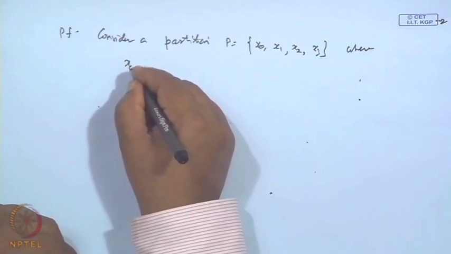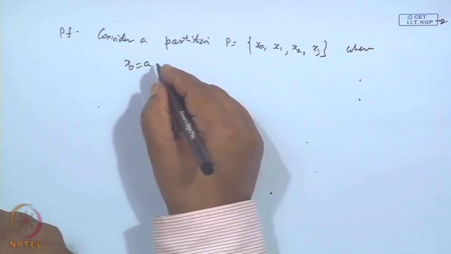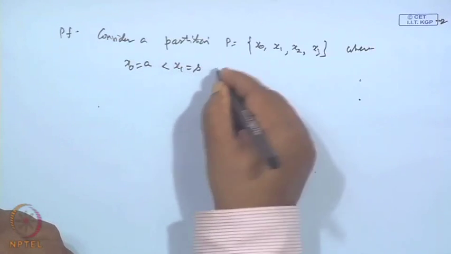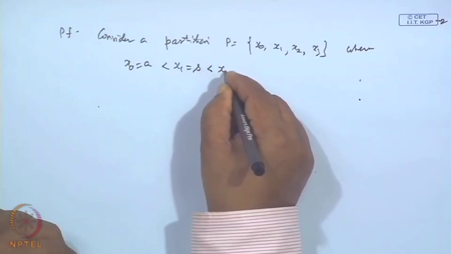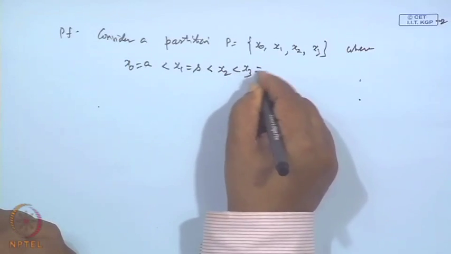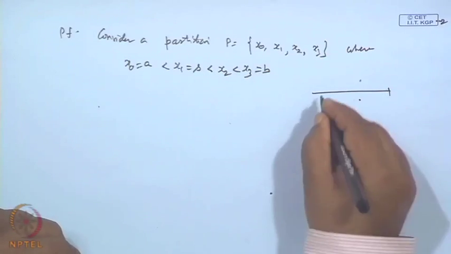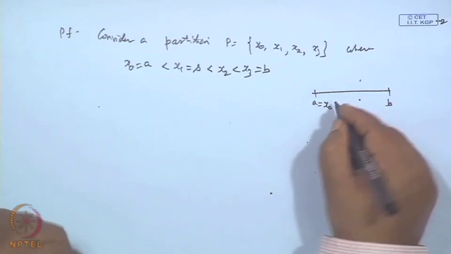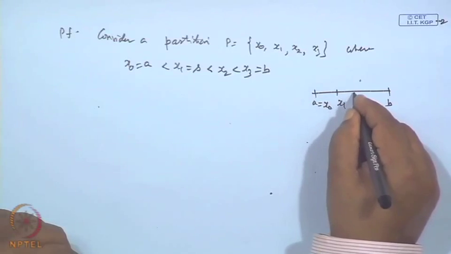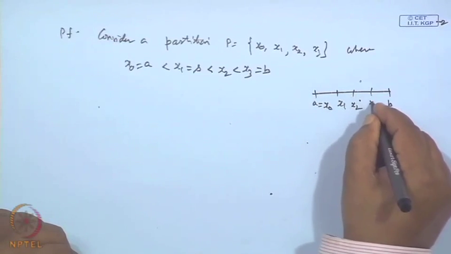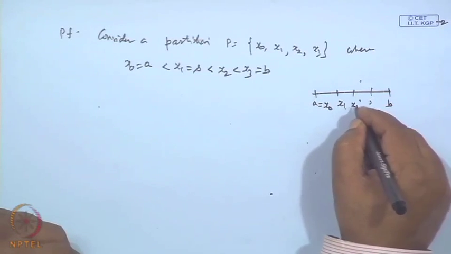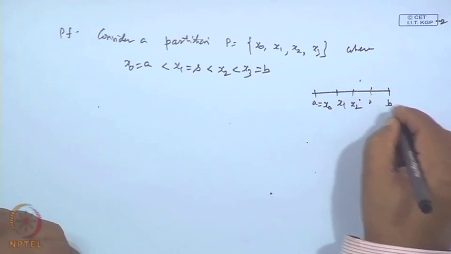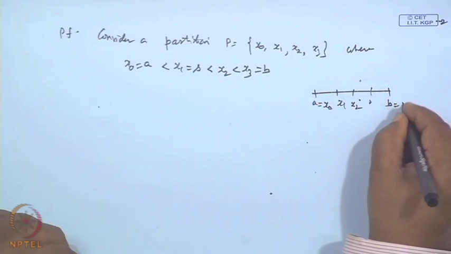Where x naught I am taking as a, which is less than x 1, suppose s, which is less than x 2, which is less than x 3, suppose b. So, this is the interval a b. We have partitioned this interval by choosing this partition x naught, x 1, x 2 and x 3 is b. So, this is our x 3.